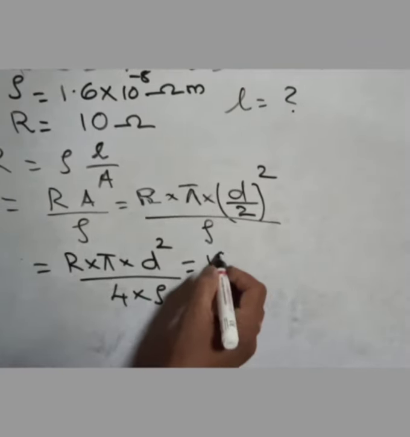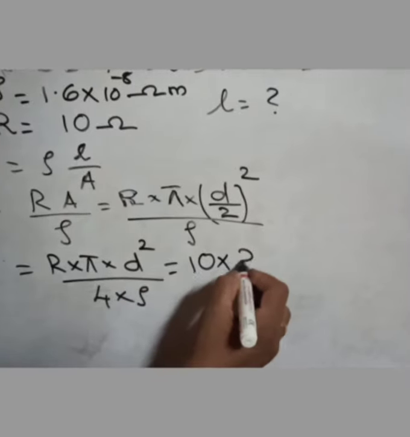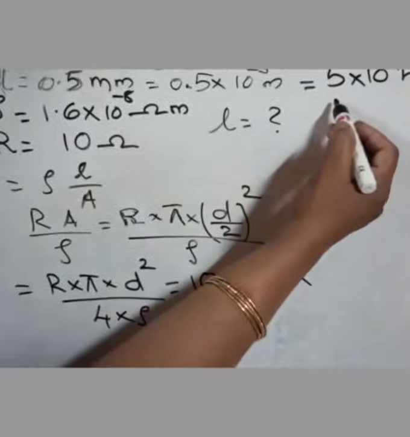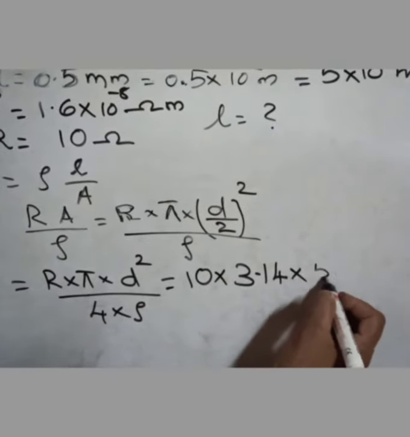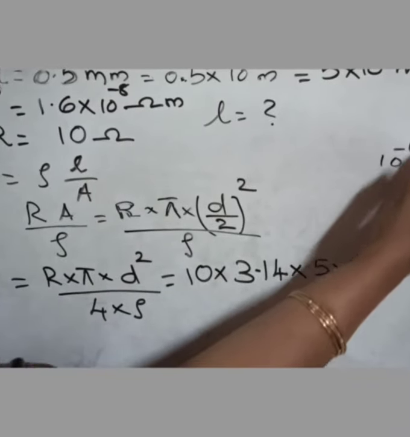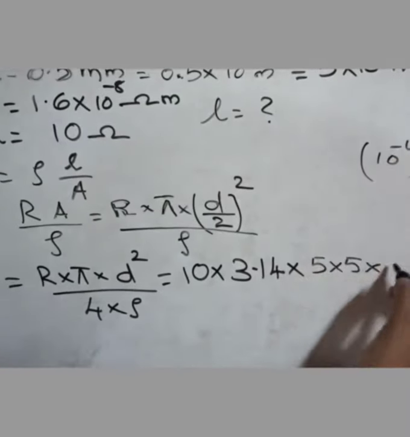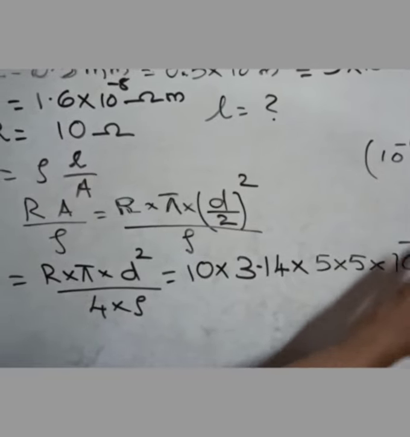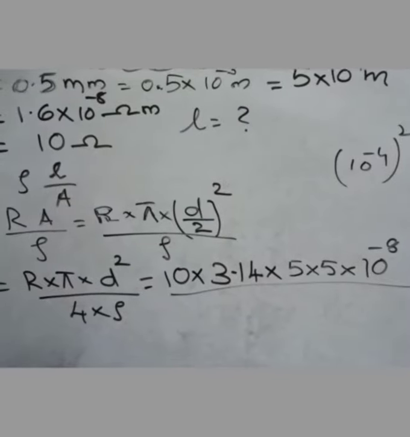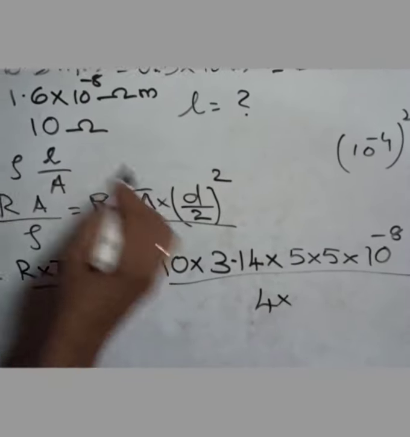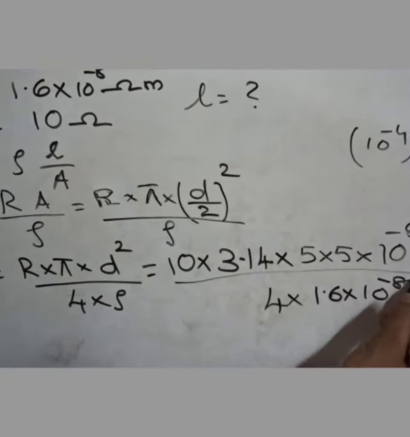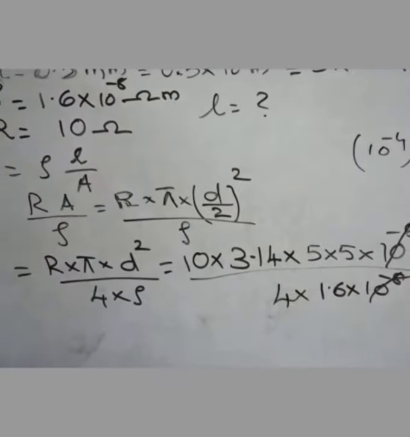R is given as 10. Pi we already know, 3.14, into d square. d square means 5 into 5 into 10 raised to minus 4, the whole square, means 10 raised to minus 8. Divided by 4 into, what is the value of rho? 1.6 into 10 raised to minus 8. 10 raised to minus 8 and 10 raised to minus 8 will go off.